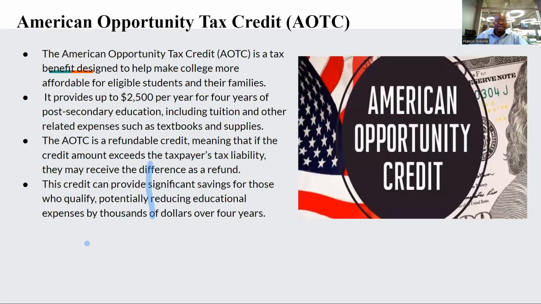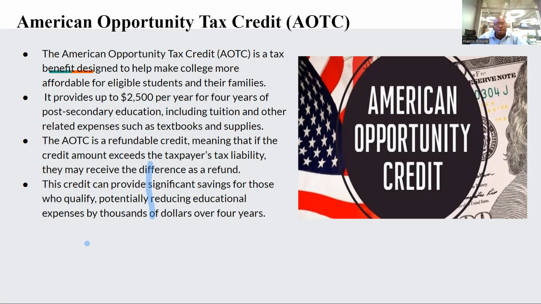So that's that. Then we have the American Opportunity Tax Credit. This is another form of education credit that is designed to help people that go to college. The first one is the one that is used for people that are going to an undergraduate program. But okay, yeah, it's the same thing.